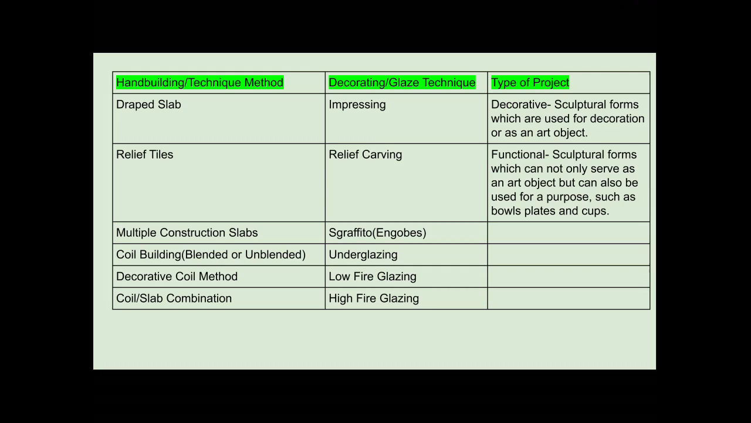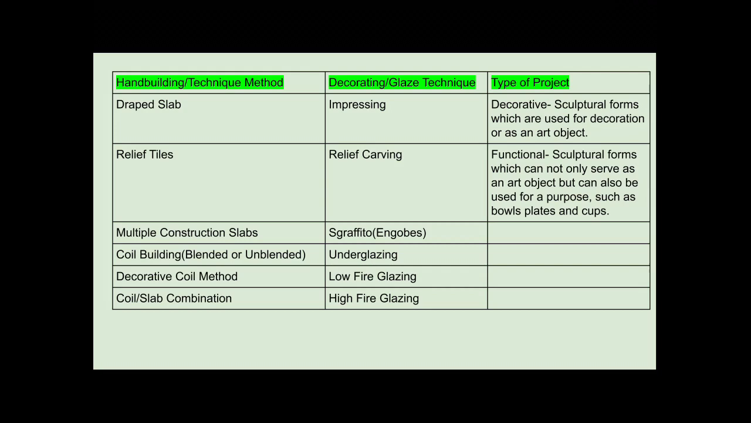This is a paper exploring and talking about all the things that we've already done. So you've already draped slabs, made relief tiles, you've constructed multiple slabs with the slab boxes, you've created coils in the blending mode and in the decoration form. In the decorating column, you've impressed things into clay, you've carved using relief, you've used sgraffito with the engobe. You've also used all 3 different types of glazing. The only thing we haven't talked about yet is decorative and functional, and we'll look at that in a second.